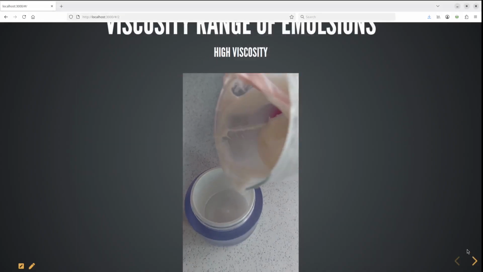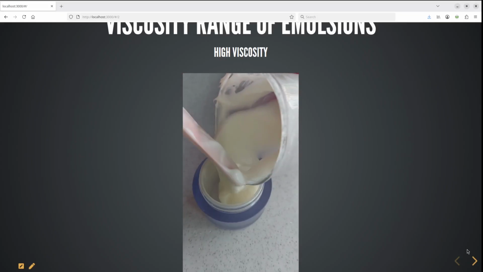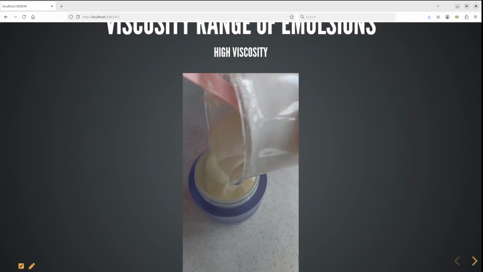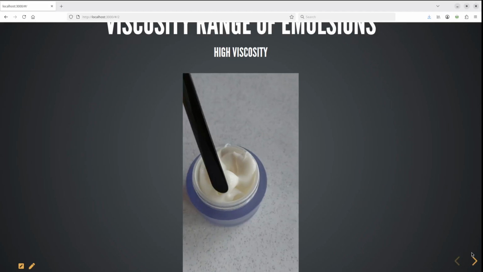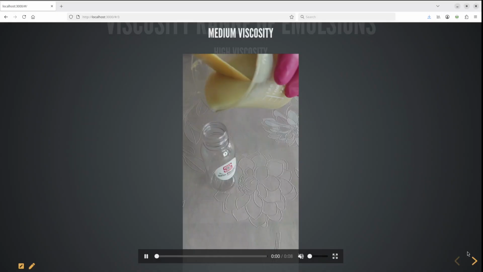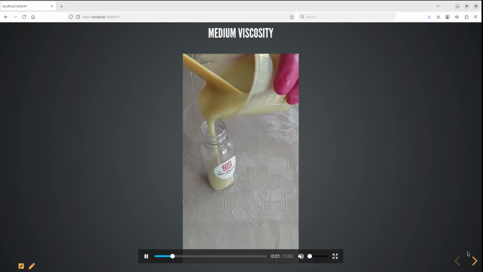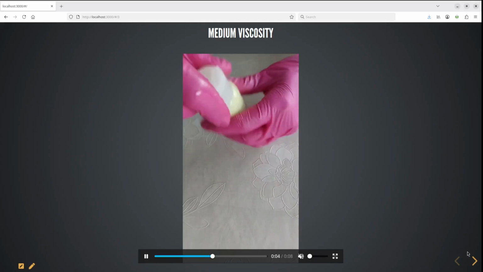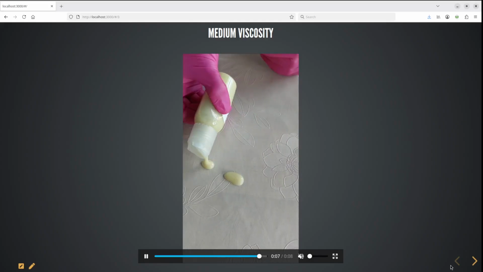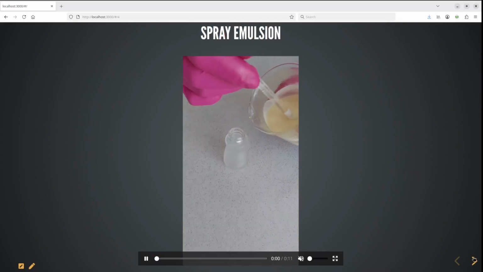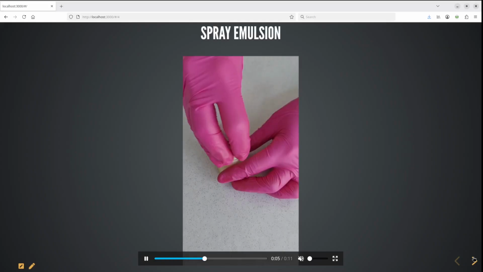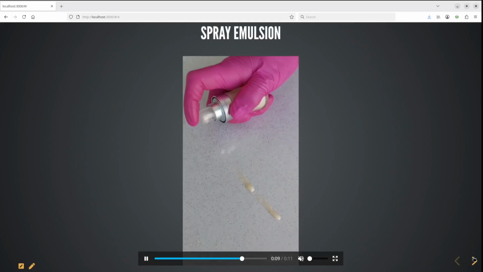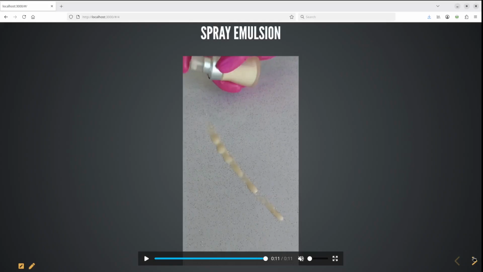The viscosity of an emulsion can vary anything between a very thick cream or emulsion, as you can see here, that you can only fill in a jar or in a tube, to a rather medium viscosity that you can fill in a bottle and pour from the bottle or apply from the bottle, or a very low viscosity, which is a sprayable emulsion. So the viscosity range can vary from a very low viscosity sprayable emulsion to a thick cream.